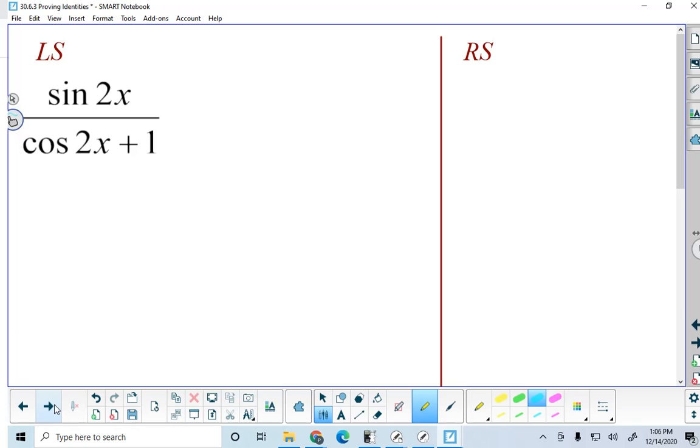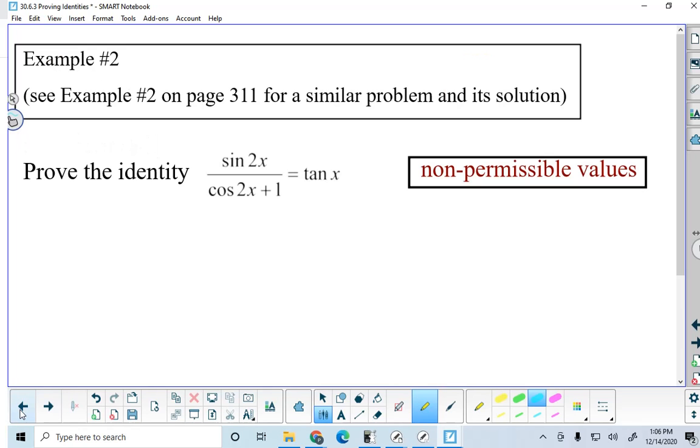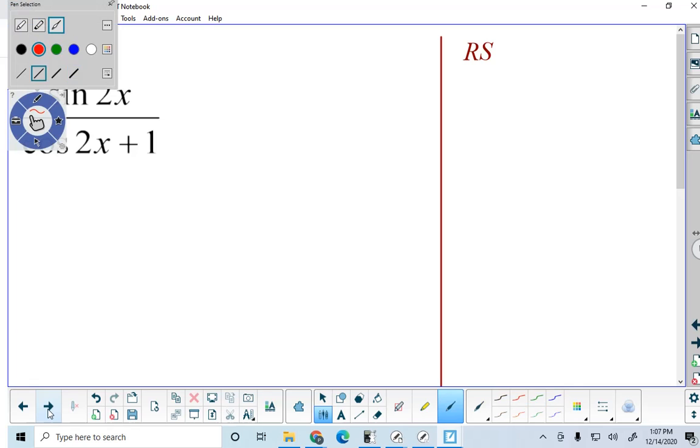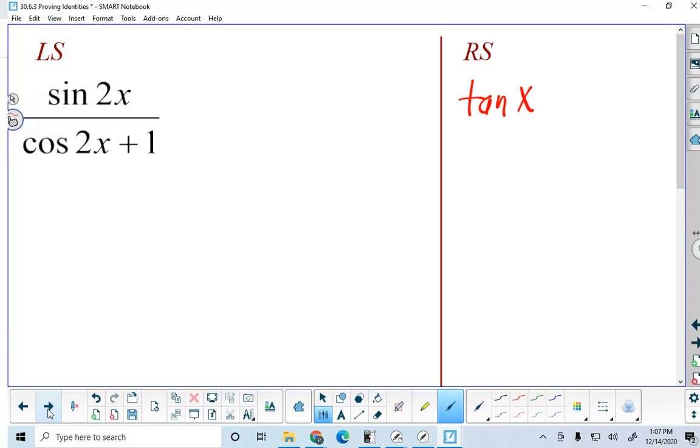So let's take a look at, why do I have nothing on the right-hand side? Well, I have tan of x. I didn't write anything down for the right-hand side because the right-hand side is tan of x. I hope that you see, everybody, there's no reason for us to change tan of x. Could we write sine over cos? Yeah, we could, but that's tan. So we are going to be using identities to rewrite this.